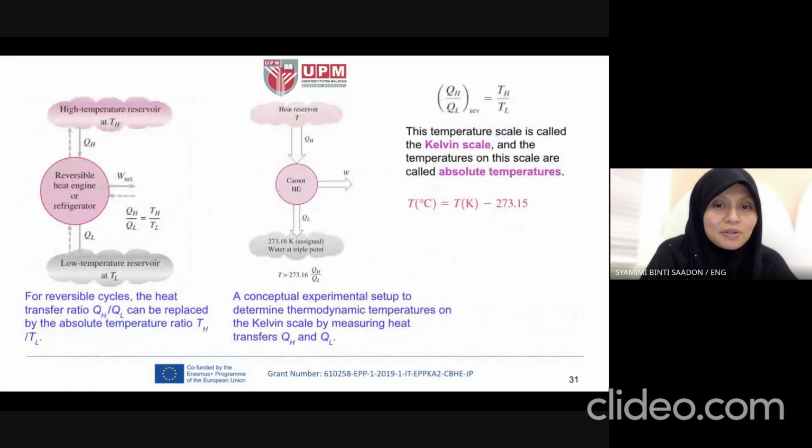Thermodynamic temperature scale. For the Carnot cycle, it's easier for us to determine the efficiency, since the Carnot cycle only depends on the high temperature reservoir and low temperature reservoir. So the relation can be like this: the ratio of the heat from the high temperature to the low temperature is equal to the ratio of the high temperature to the low temperature. We can have this relation because the Carnot engine only depends on the high temperature and low temperature reservoirs, so we can directly calculate like this.